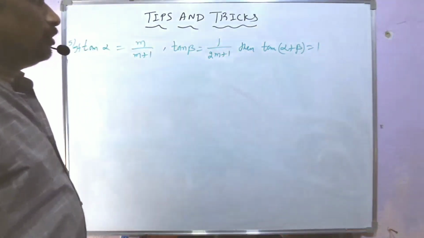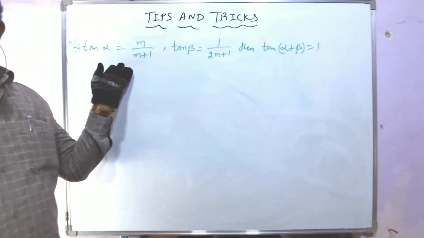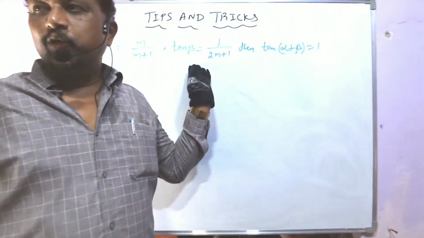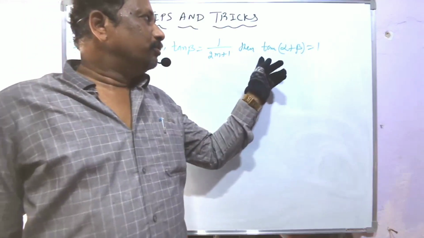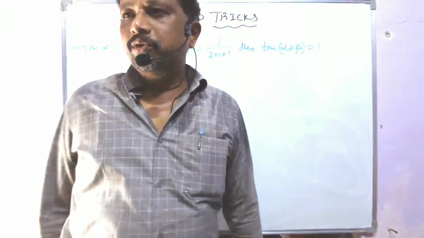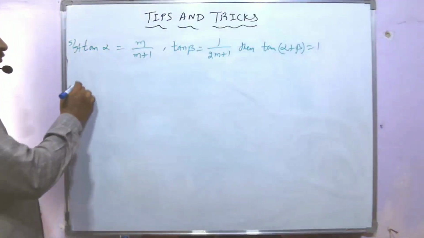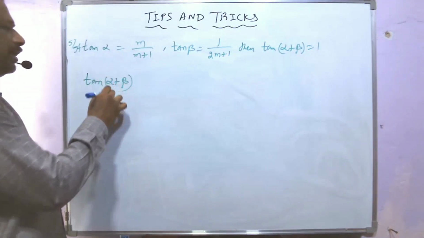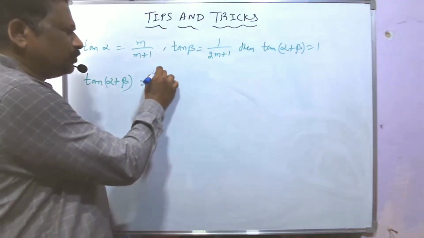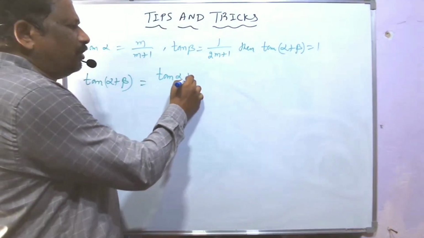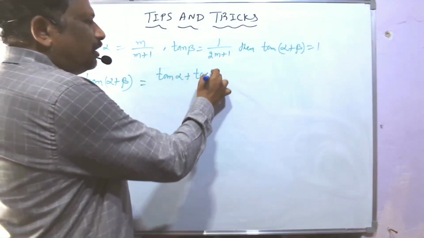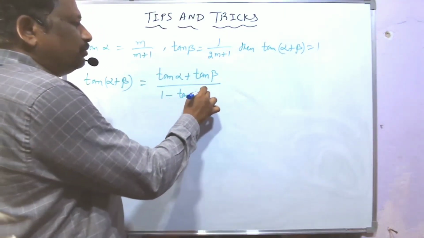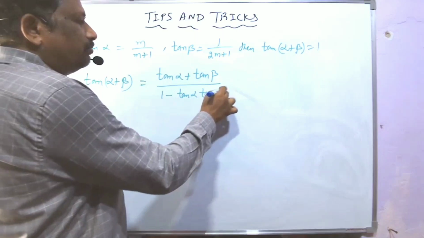Okay? Tan alpha is given m by m plus 1. Tan beta is also given 1 by 2m plus 1. Then what you have to prove? Tan alpha plus beta is equal to 1. So let us see. Tan alpha plus beta, tan A plus B formula. So that is tan alpha plus tan beta divided by 1 minus tan alpha into tan beta.